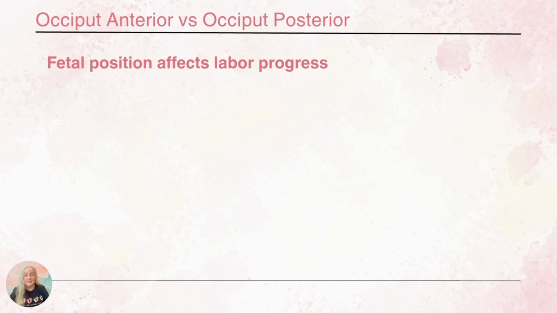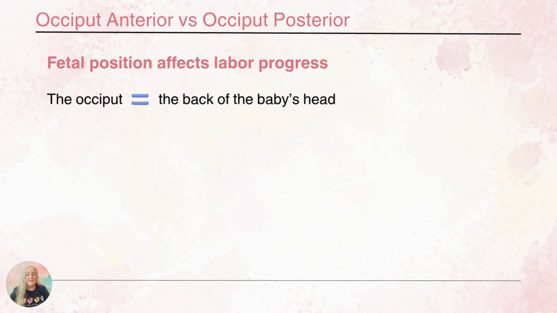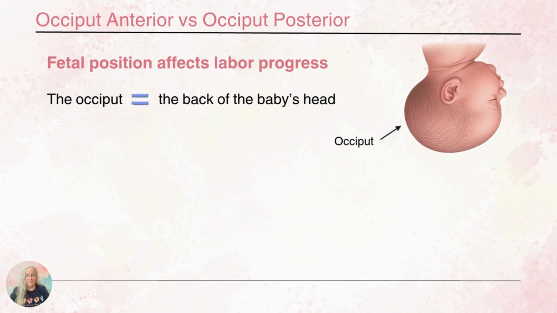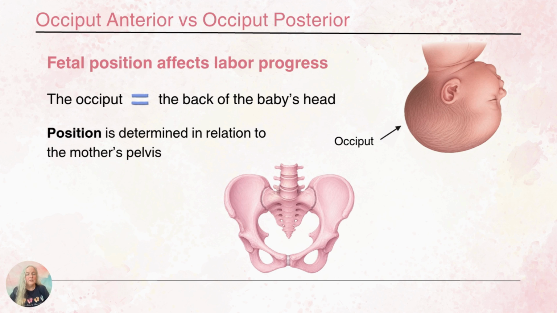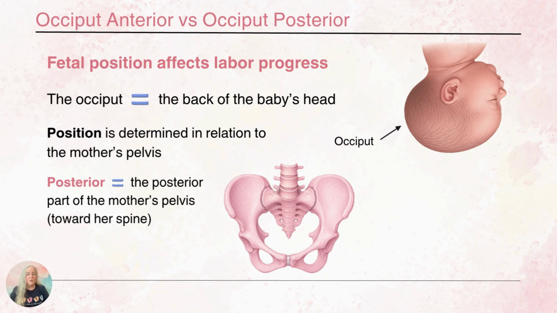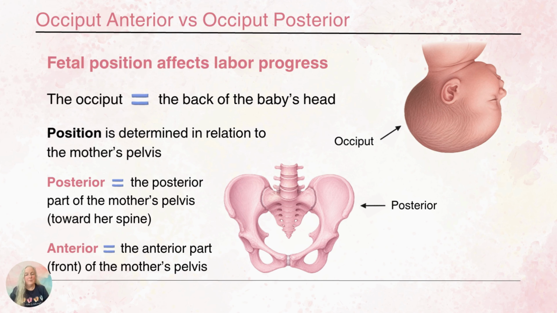Understanding fetal position is important because fetal position affects labor progress. We look at the way that the baby is in position based on the back of the baby's head, or the occiput. Then we look at the position in relation to the mother's pelvis. So the posterior part of the mother's pelvis is the part that's towards the spine, and the anterior part of the mother's pelvis is the part that's towards her front.